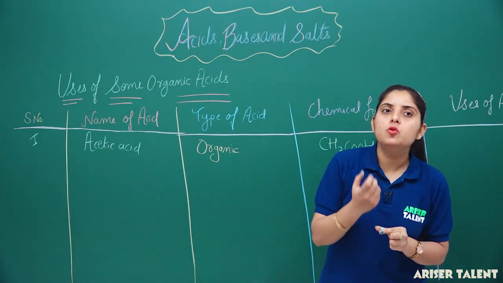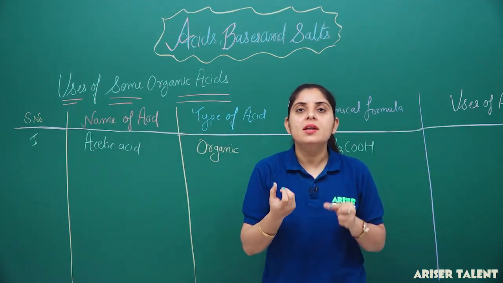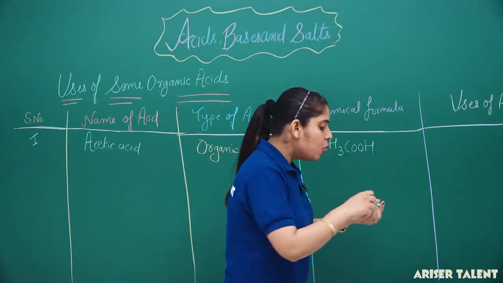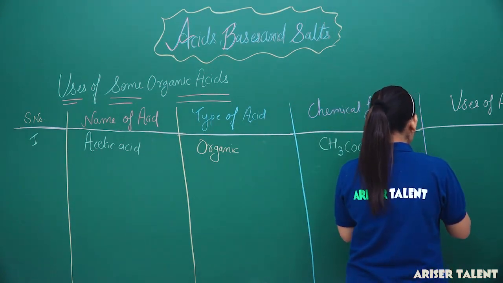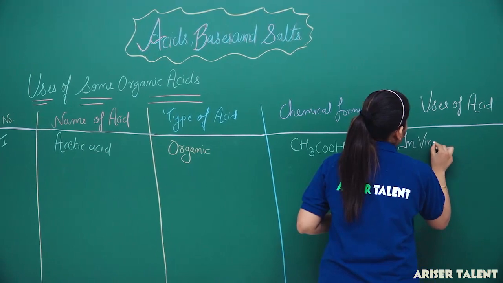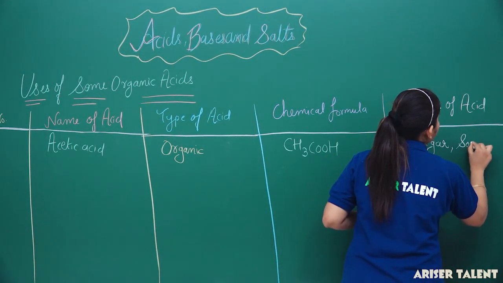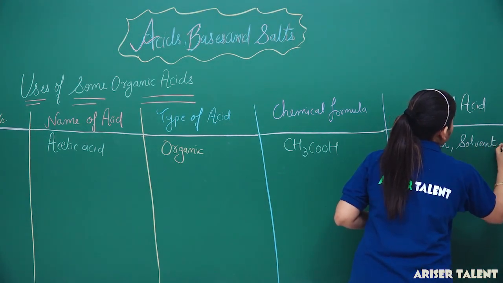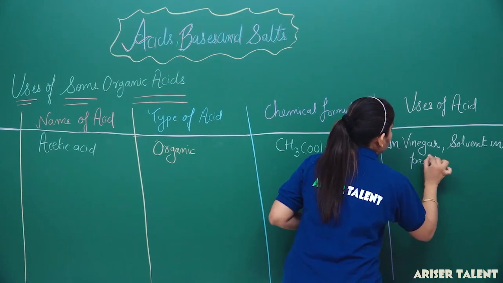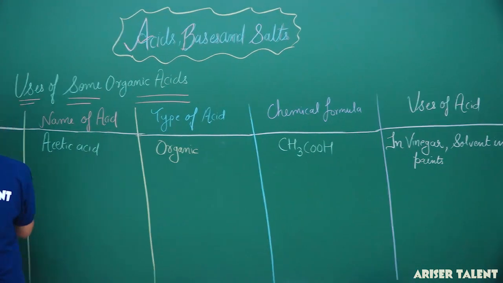Acetic acid is basically found in vinegar. It means it is used for cooking purposes, and sometimes it is used as a mixture in paints and certain types of emulsions. So what is its use? In vinegar, or it is used as a solvent in paints. So this will be the first use of our acid, that is acetic acid.